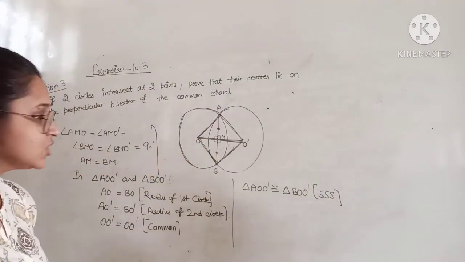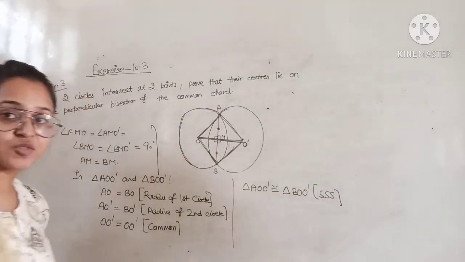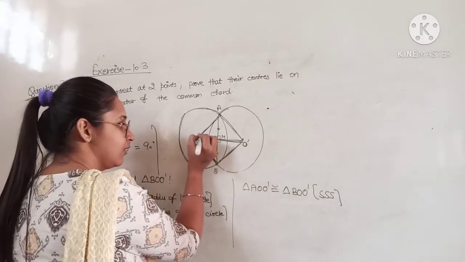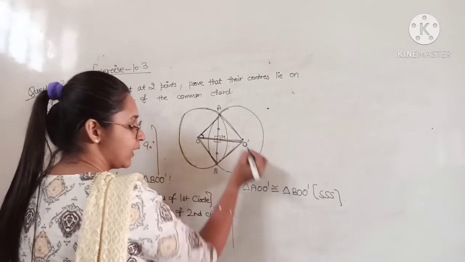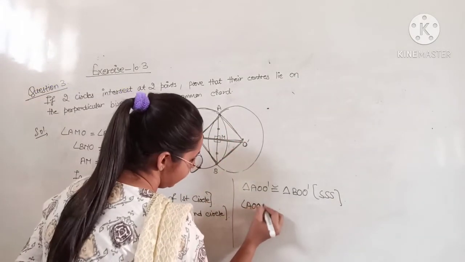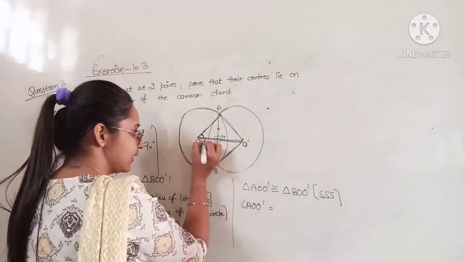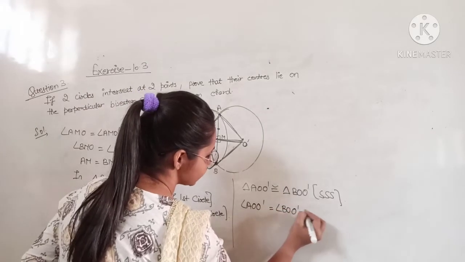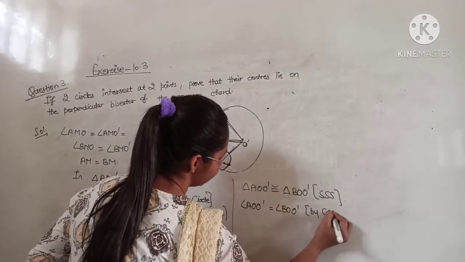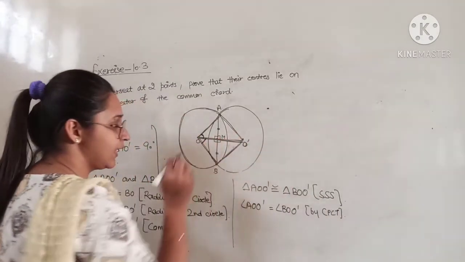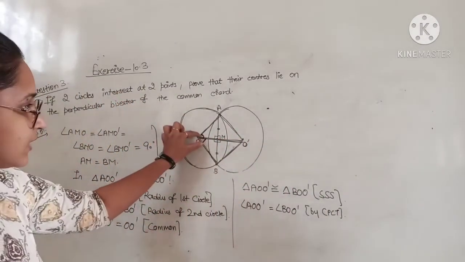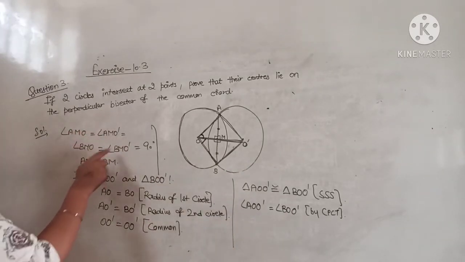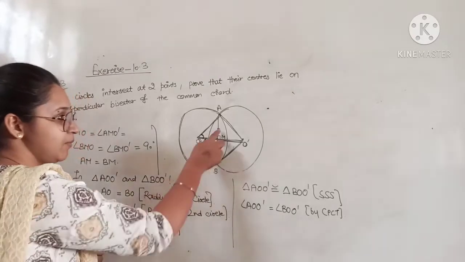And if these two triangles are congruent, their corresponding parts will be equal. Corresponding parts means if I am taking this angle, AOO dash will be equal to this angle, BOO dash, by CPCT. First, we took two triangles, upper and lower, and we proved that these two angles are equal. Now, our task is to prove that AM is equal to BM and this angle is 90 degrees. Where is AM? AM and BM.